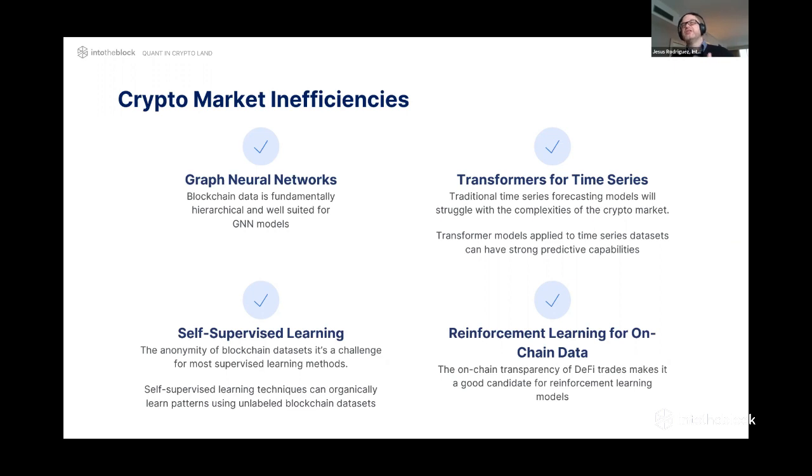And because blockchains are all anonymous, there is no labeled data other than the work that companies like IntoTheBlock do. It's really hard to train a model on labeled blockchain datasets. But what if you could use raw blockchain data as it is and have the models learn from it? So that's an idea that we're intrigued by.